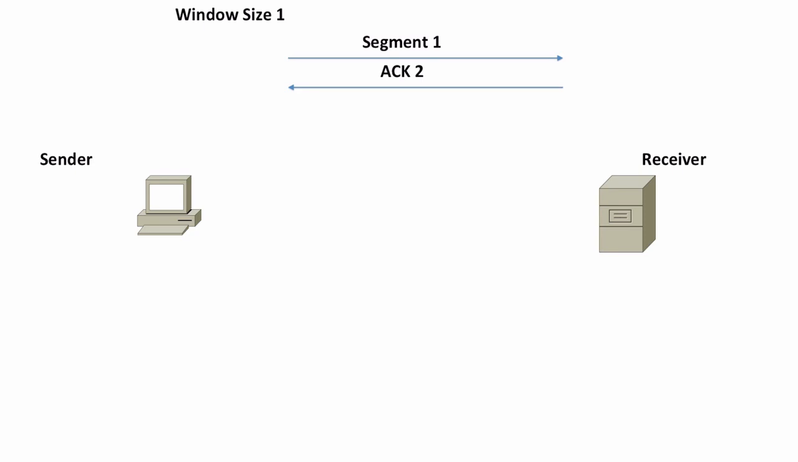Here's what happens with a sliding window. The sender starts to think this transport medium might be fairly reliable. After all, I sent a segment, it got acknowledged. Let's push my luck a little bit. Let's double the window size. Let's set a window size of 2. Let's send 2 segments.